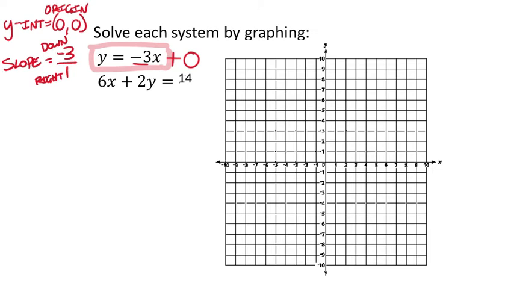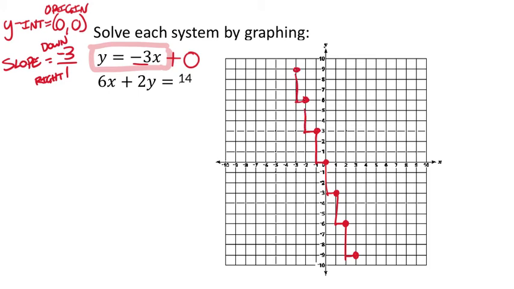From the origin, so the origin right here, we'll go down 3 to the right one. Down 3 to the right one. Boom. Okay, and I can actually copy that the other direction. Left 1 up 3. Left 1 up 3, just like we've seen before.